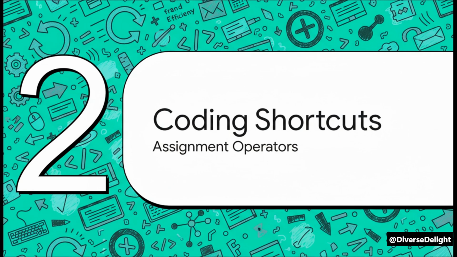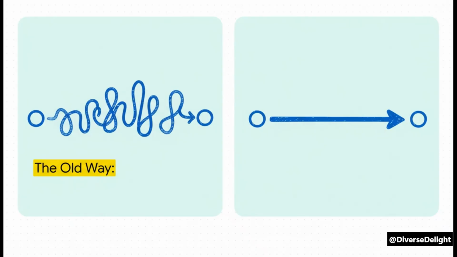Okay, now that we've got the basics of math down, let's talk about some really cool coding shortcuts. You see, good programmers are always trying to be more efficient, and these next operators are all about writing cleaner, faster, and just better code. Let me show you exactly what I mean.